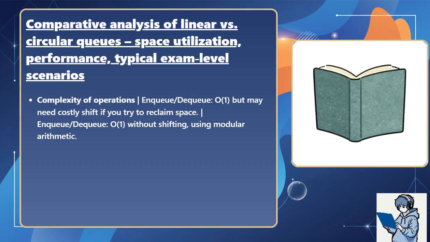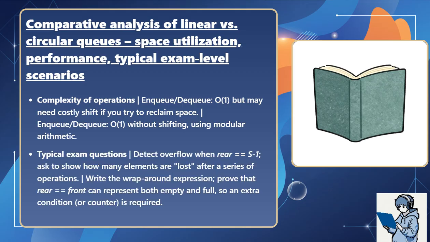In enqueue and dequeue, the cost is O(1) without shifting, using modular arithmetic for the circular queue. Typical exam questions: detect overflow when rear equals S-1, show how many elements are lost after a series of operations, and write the wrap-around expression. Prove that rear equals front can represent both empty and full, so an extra condition or counter is required.